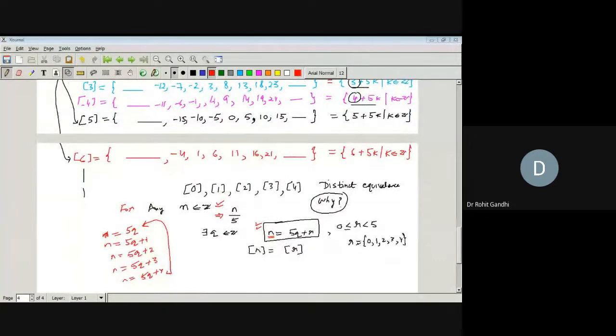अगर मैं 5 की equivalence class देख रहा हूं तो वो हमारे पास इसी में से रिपीट करना शुरू कर देगी, इसी में से मिलना शुरू हो जाएगा. Is it okay? Yes, sir. Okay. Thank you, sir.